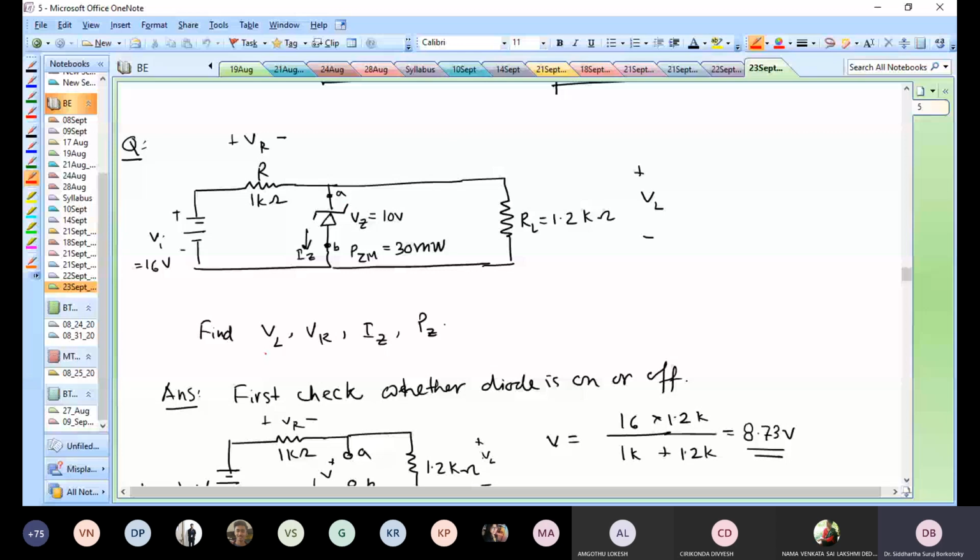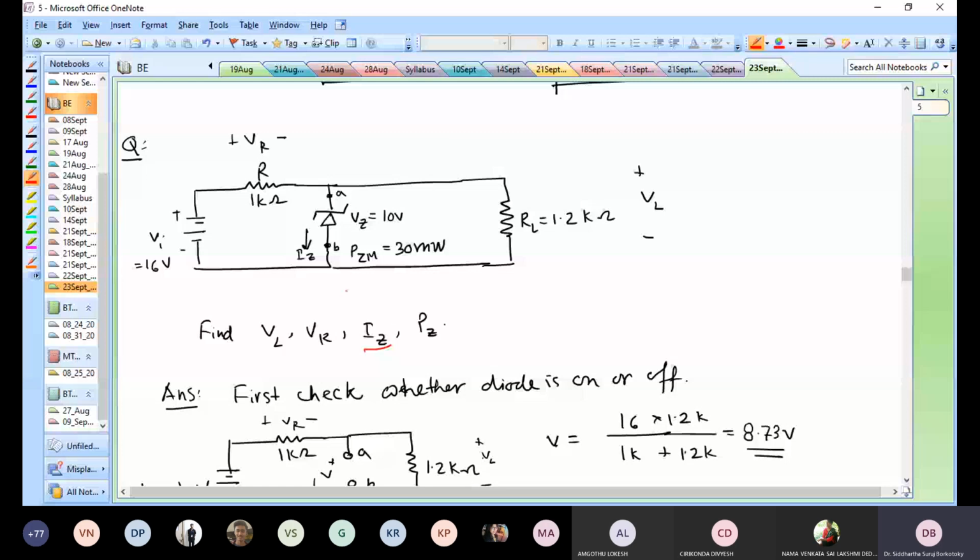I want to find out what is the load voltage. The load voltage is this voltage. I want to find out what is VR. VR is the voltage across this resistor. I want to find out VL. I want to find out VR. I also want to find out IZ. What is IZ? IZ is the Zener current.